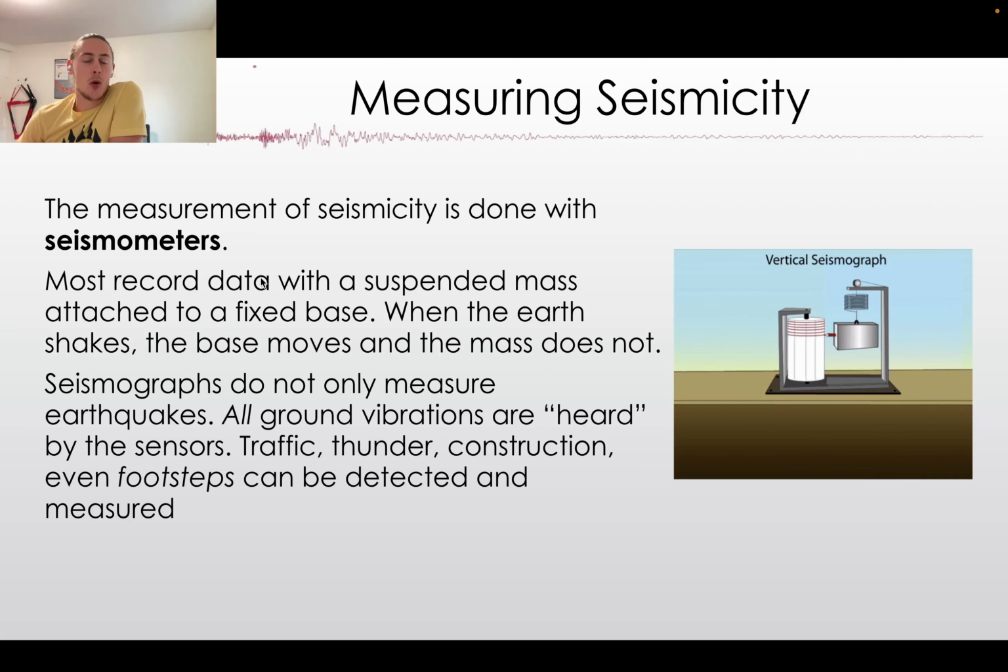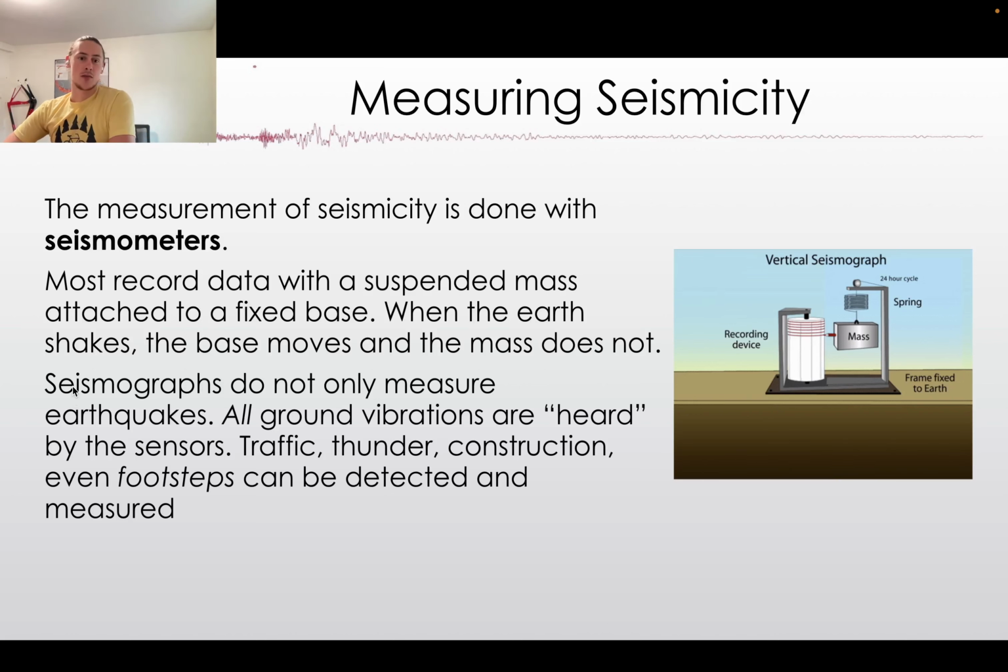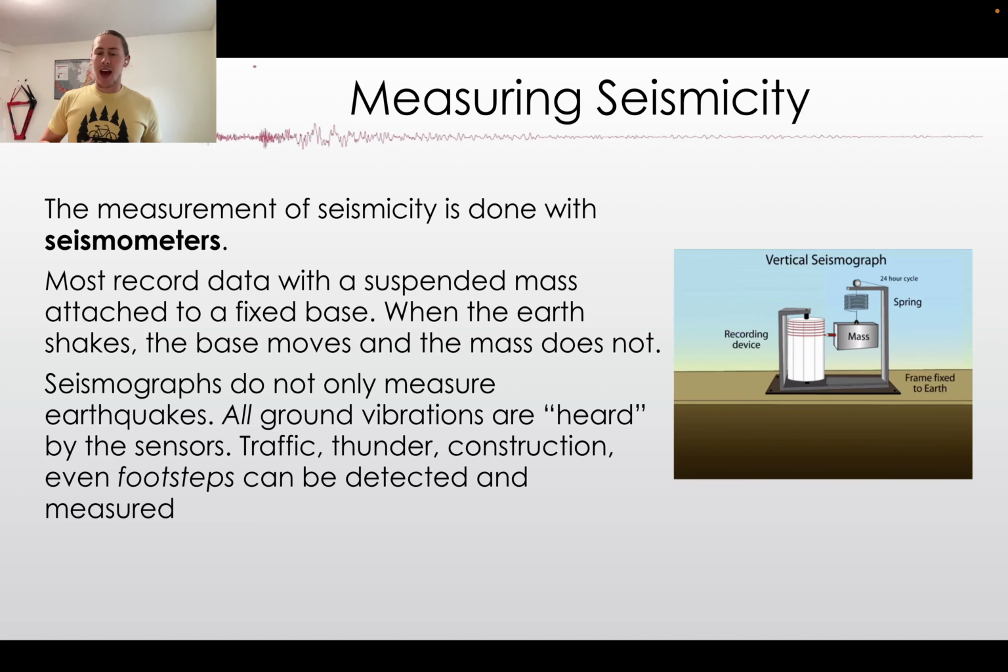Most data will be recorded with a suspended mass attached to a fixed base. When the Earth shakes, the base moves, and the mass does not, right? You can see that in this image here, and I'll show you a bigger one in a second. Seismographs not only measure earthquakes. All ground vibrations are heard by the sensors: traffic, thunder, construction. Anything that you feel shake is going to be recorded by something like this. But even ones you can't feel, like an earthquake on the other side of the world, can be detected on a well-installed seismometer.